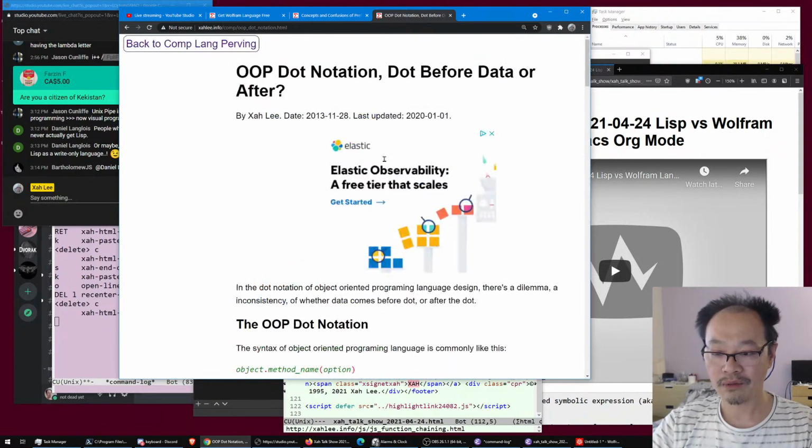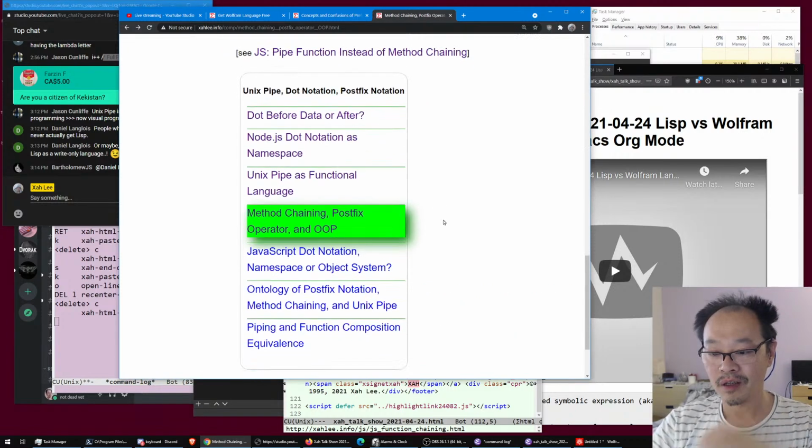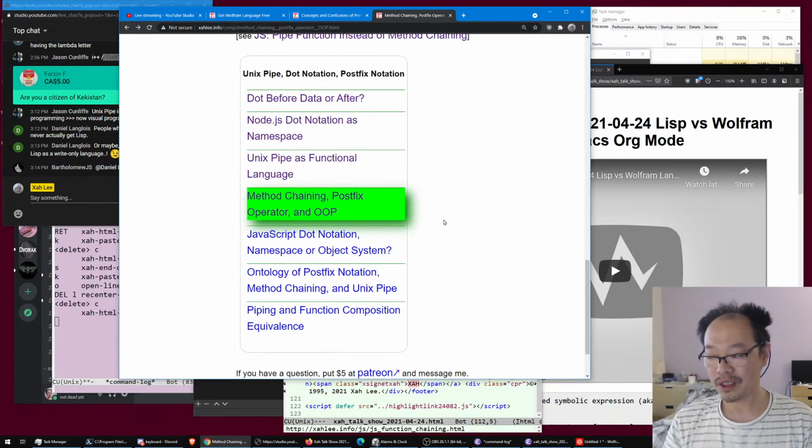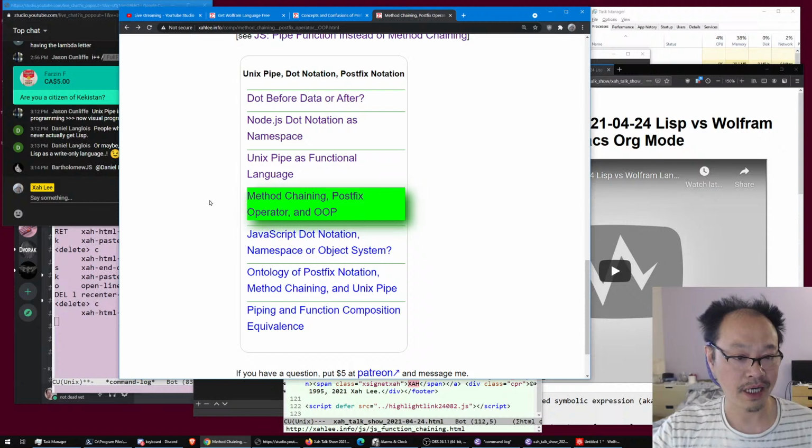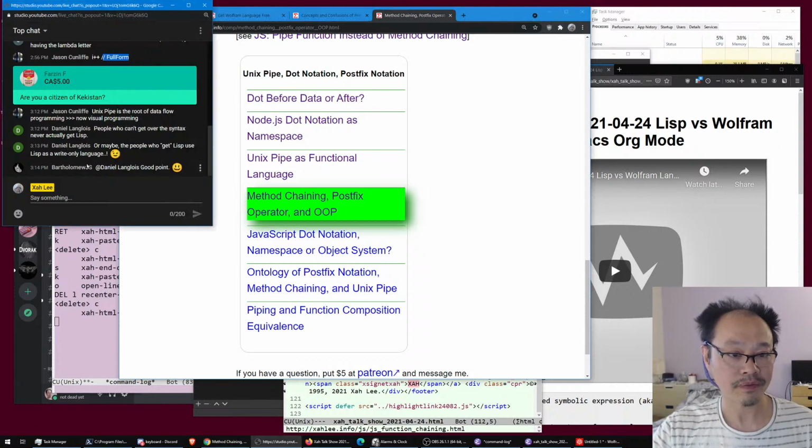So in this article, I'm trying to explain that aspect. So what's the whole thing? The whole thing is about the dot notation, the pipe notation. There are many aspects of it. So okay, that's it for today, I think.